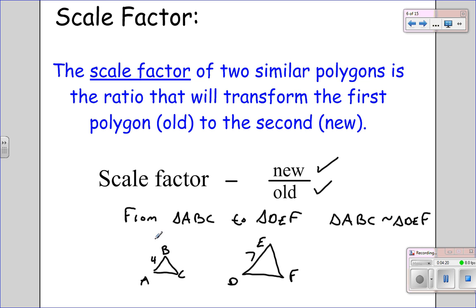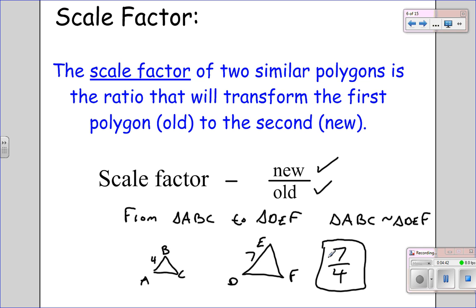So if I'm going from triangle ABC to triangle DEF, I'm beginning at ABC, so that's my old triangle, and I'm ending at triangle DEF. That's my new triangle. So the new side is 7 over 4. So that would be my scale factor right there.